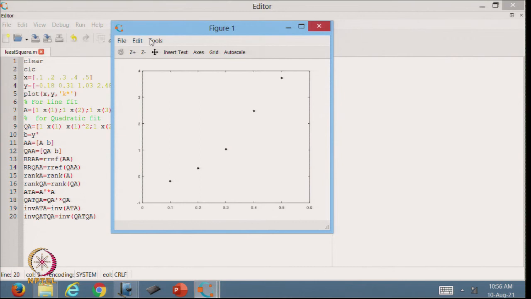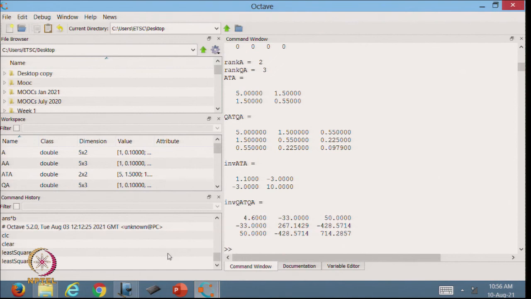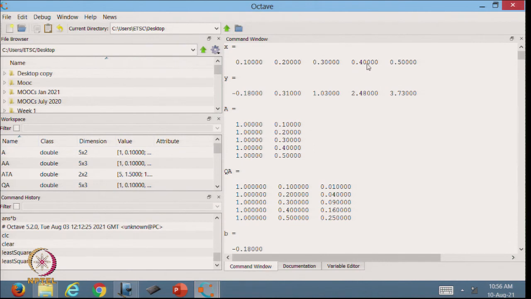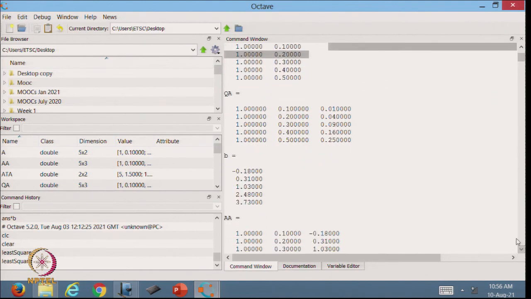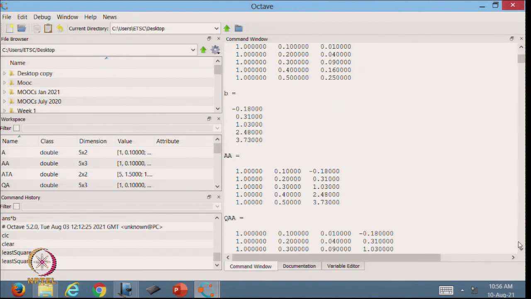So, I just run this one. Everything is okay. So, this plot is okay, and if you see from here, I am getting this matrix. Now, we have started from here. I have this x coordinate, this y coordinate, and this is my matrix A, and this is my matrix QA, that is for the quadratic I am taking, and then this is my right hand side B. Now, you can see from here I have defined the AA matrix.